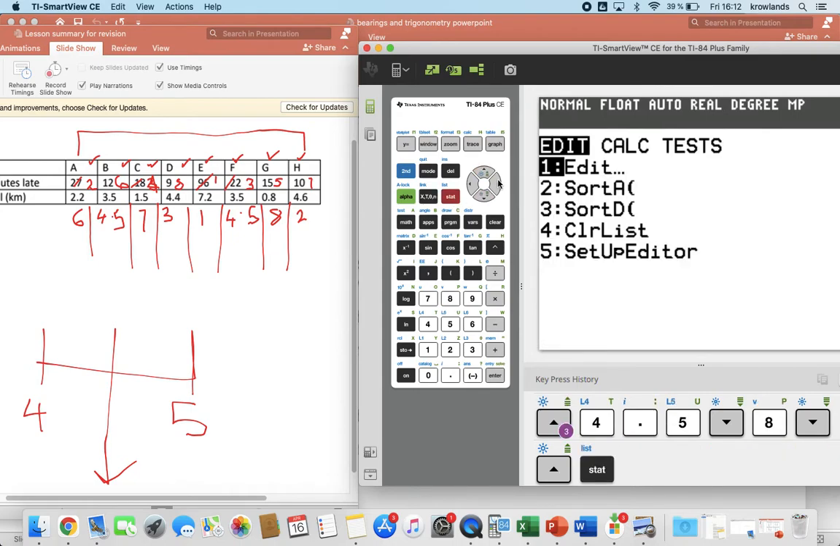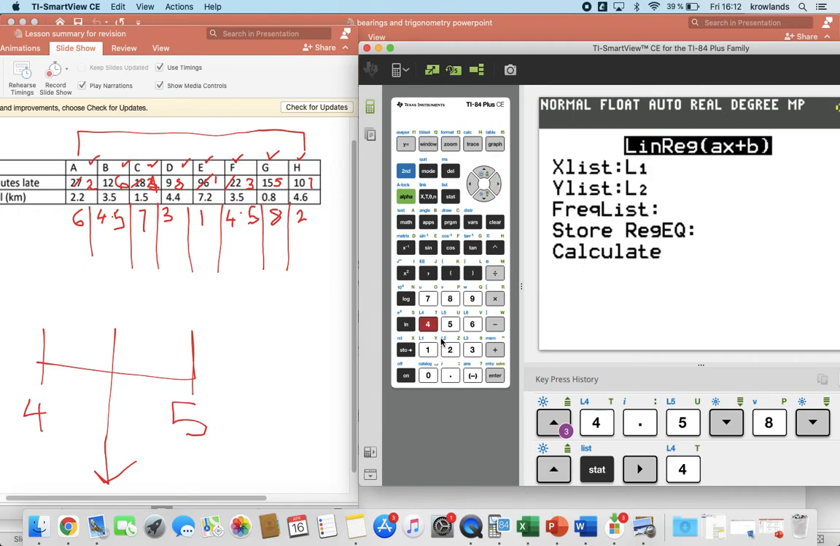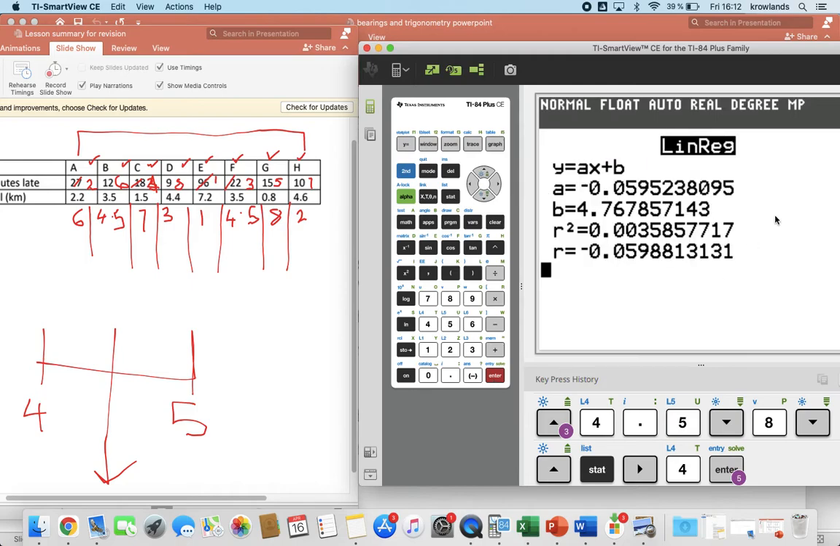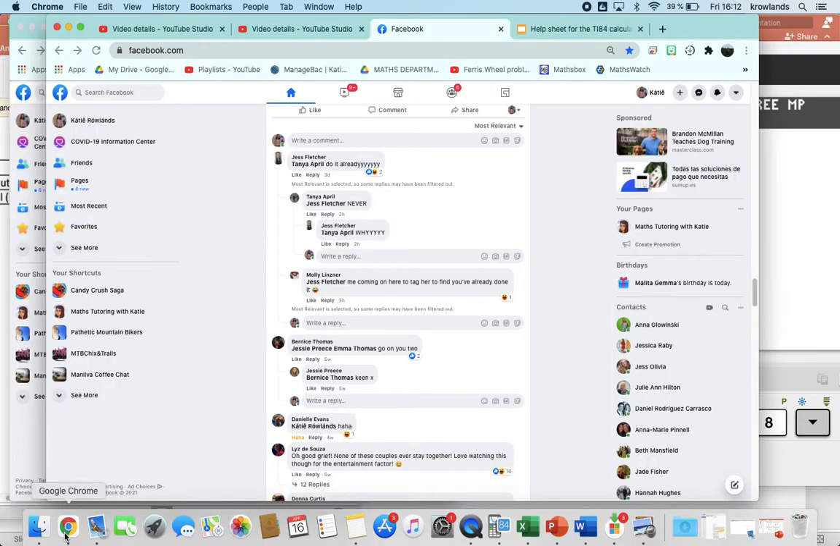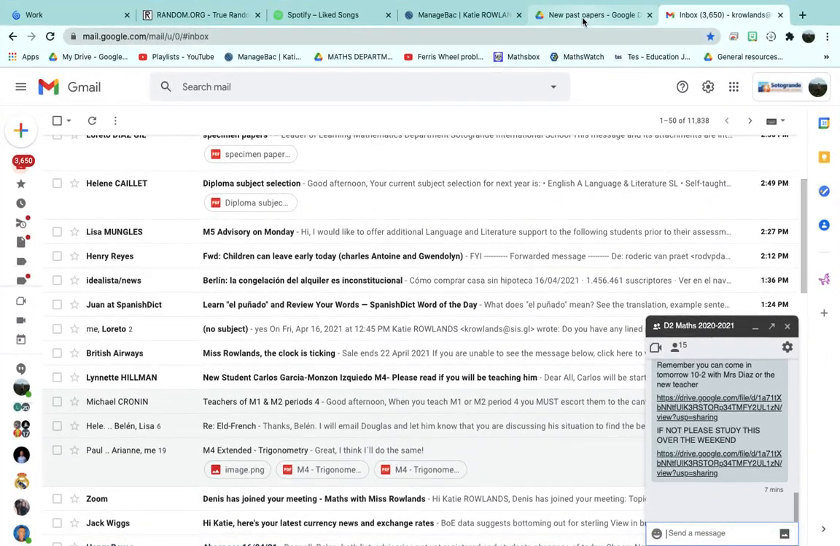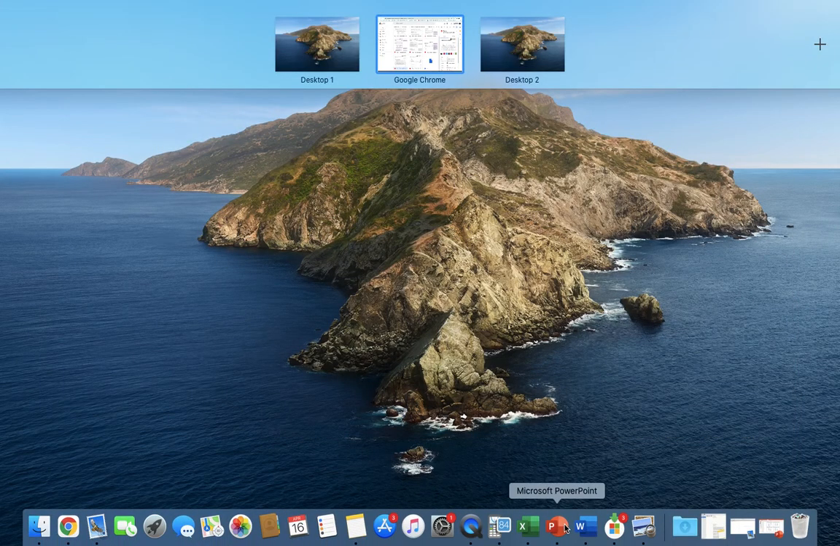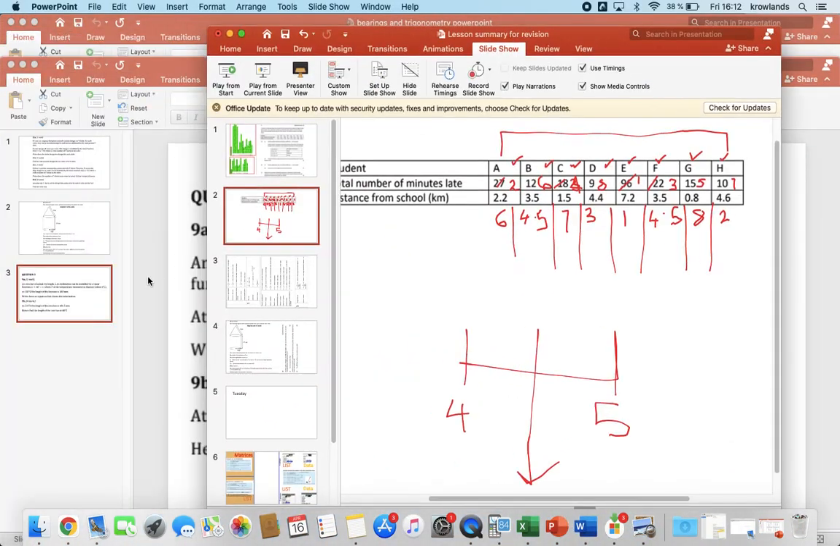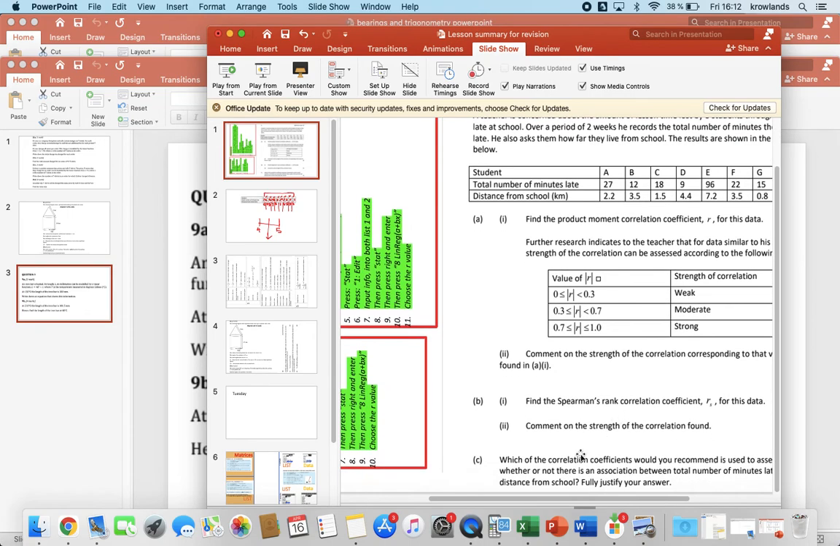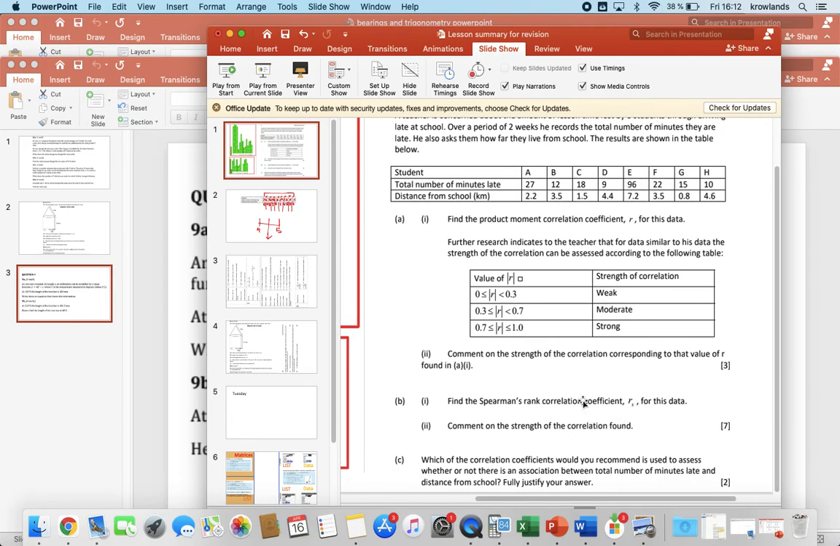And then what we're going to do is press stat, calc, lin regress, which is number 4, list 1, list 2, make sure frequency list is blank, and press calculate. And we are going to get R as minus 0.0598, which is quite small. So going back to the question, it says, comment on the strength. Well, we found it's not very strong when we do that method.